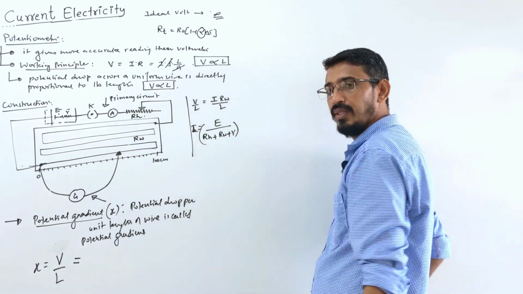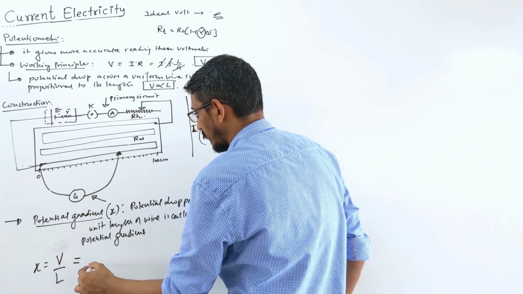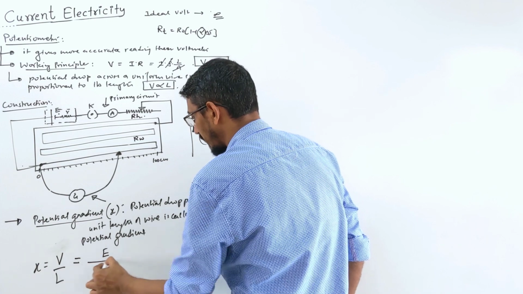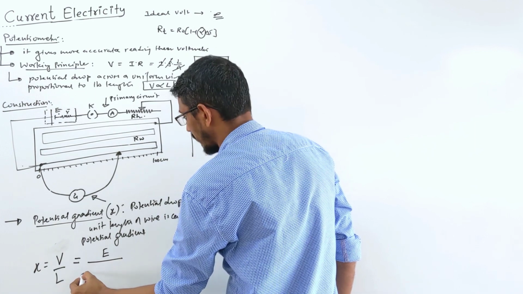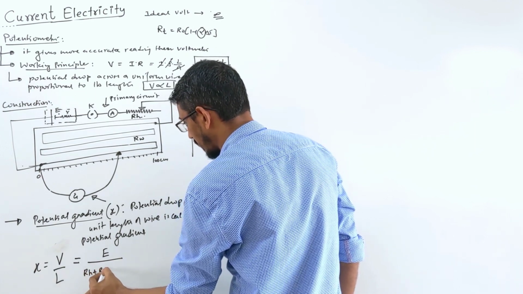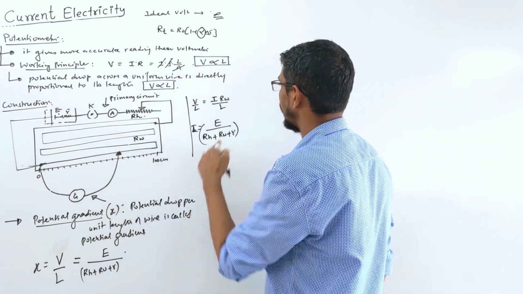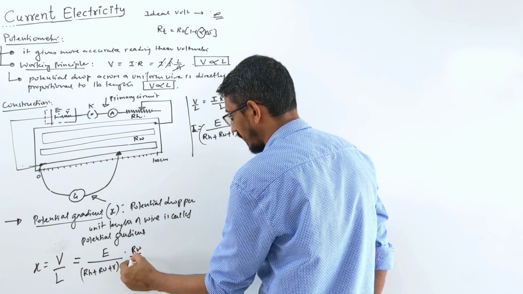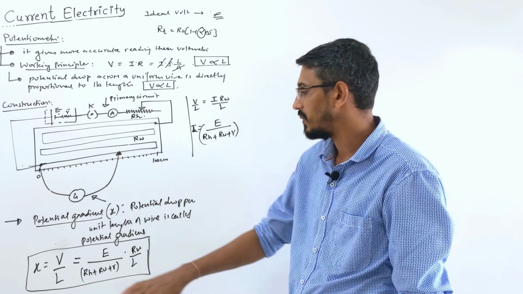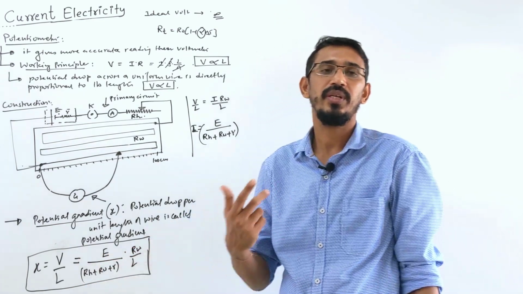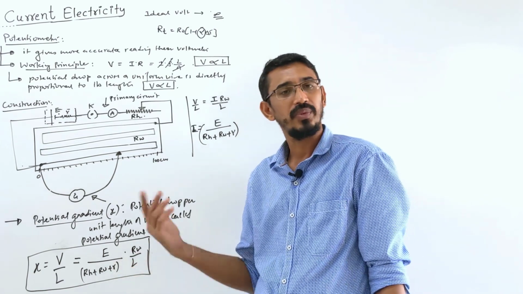And when I put the current here, the main formula for our potential gradient can be written like this: EMF of the cell, that source, divided by total resistance, that is RH plus RW plus internal resistance r, multiplied by resistance of the wire by length of the wire. This is very, very important. Maximum times the questions have been asked based on potential gradient. Either the potential gradient is given, or all these things are given and they will ask you what the potential gradient is.